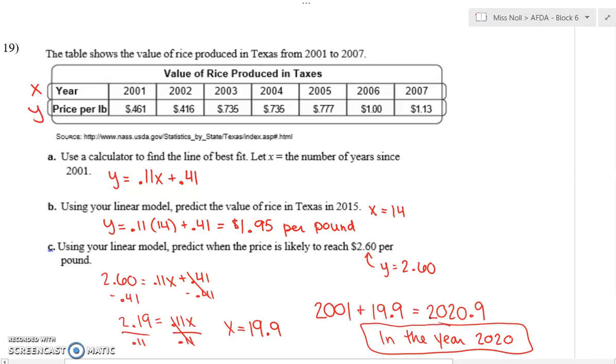So that's how you would do a problem like number 19. And I like this problem because it has both one example where you have to plug in the x, because they give you the year, and then there's another example where you need to plug in the y, because they give you the price per pound. So I think that's a pretty good example.